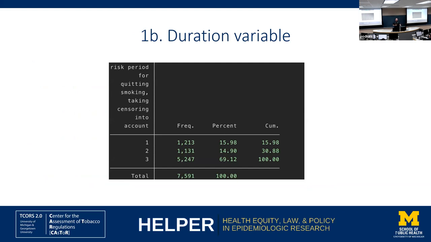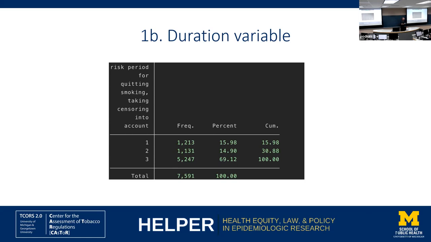At wave, the value of one, what this means is that these are the people who either were right censored at wave two, it's their last interview follow-up period, or they completely quit smoking. If you combine those together, that gets you 1,213. The second one is 1,131, same logic. They either completely quit smoking in wave three, or they dropped out of the data set.